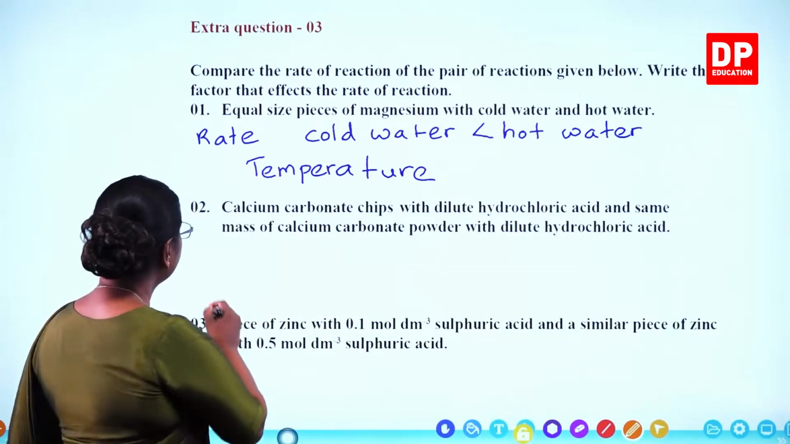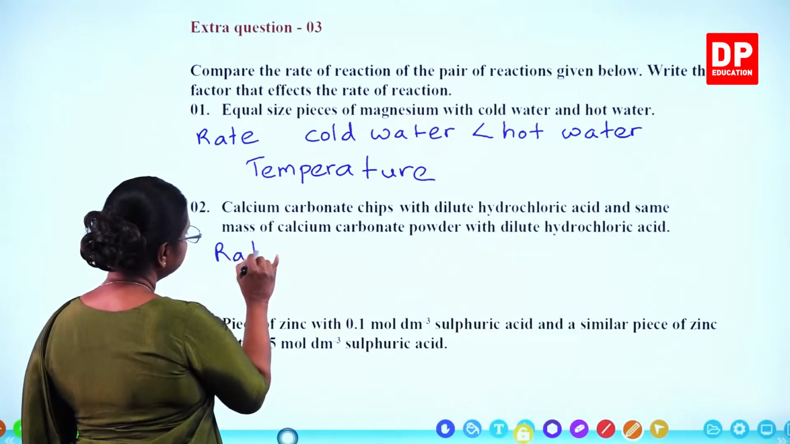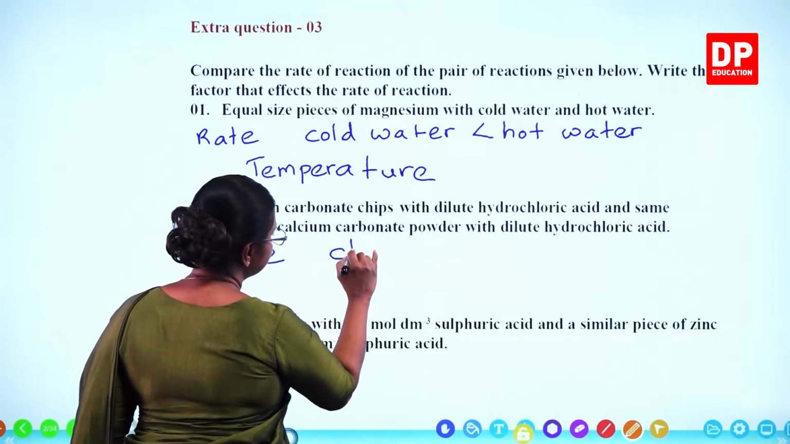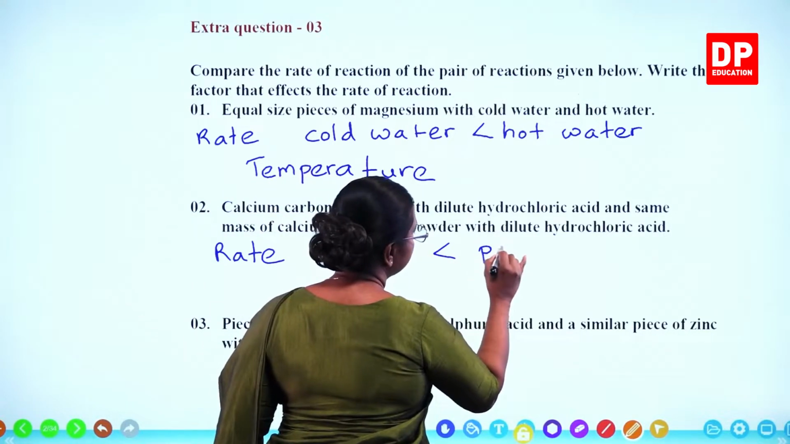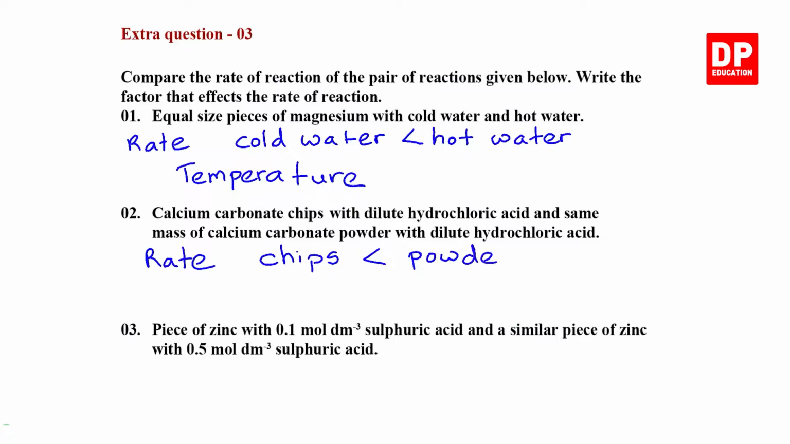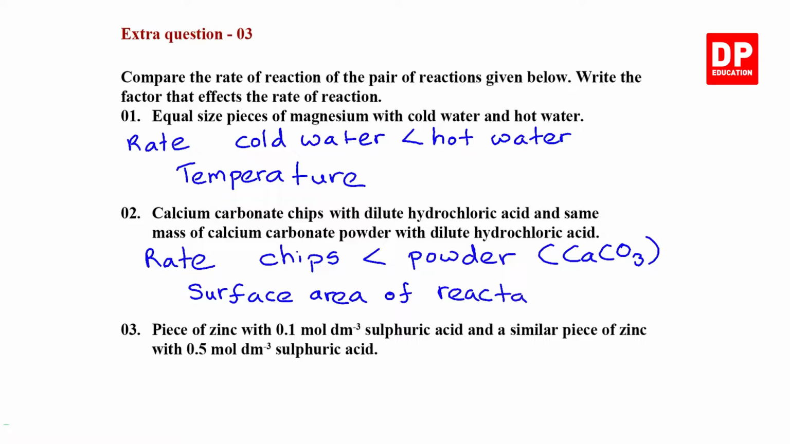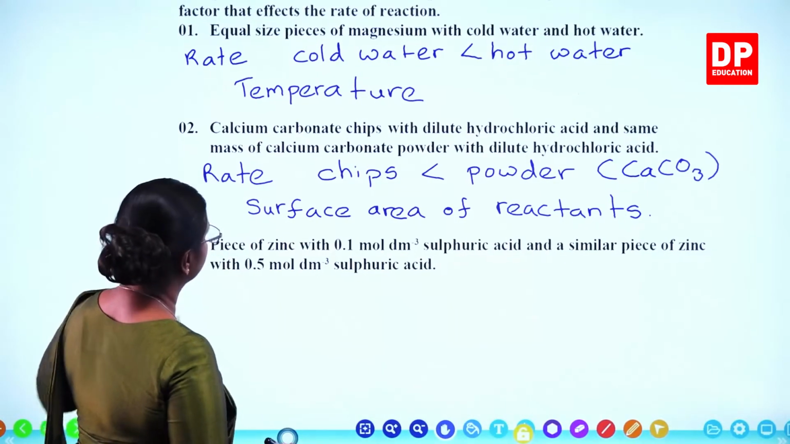So here rate will be less when it is chips and high when it is powder, that is calcium carbonate. And there the factor is surface area of reactant. Then the third one.